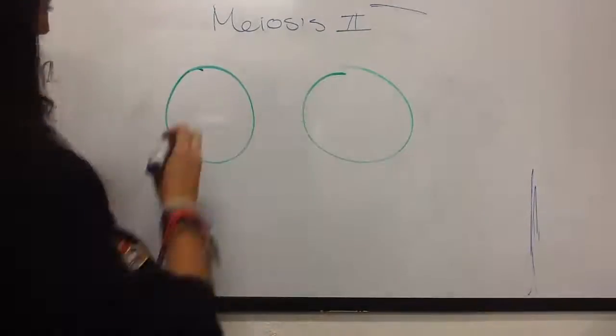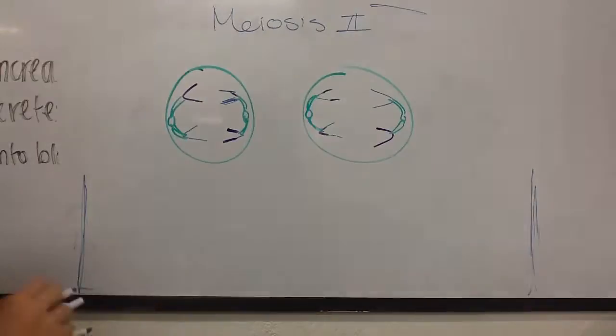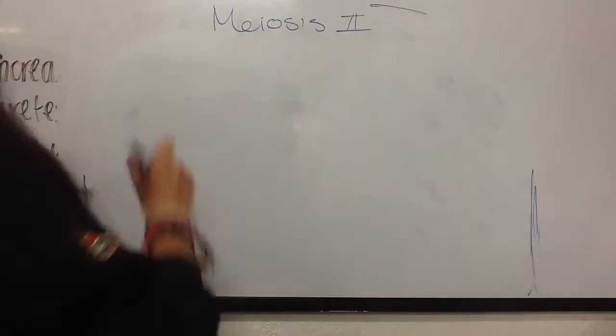Anaphase 2. Centromeres contract and they separate the chromatids to opposite poles. Non-disjunction can occur, and this would lead to two gametes containing the wrong chromosome number.